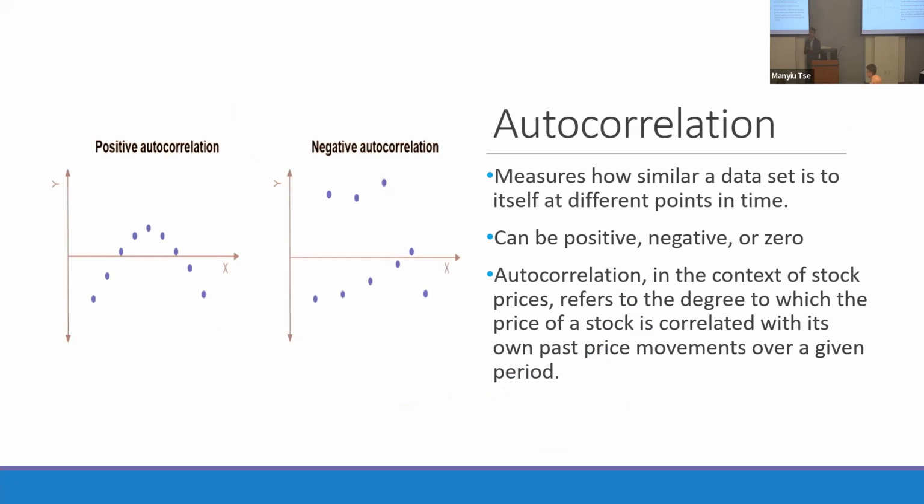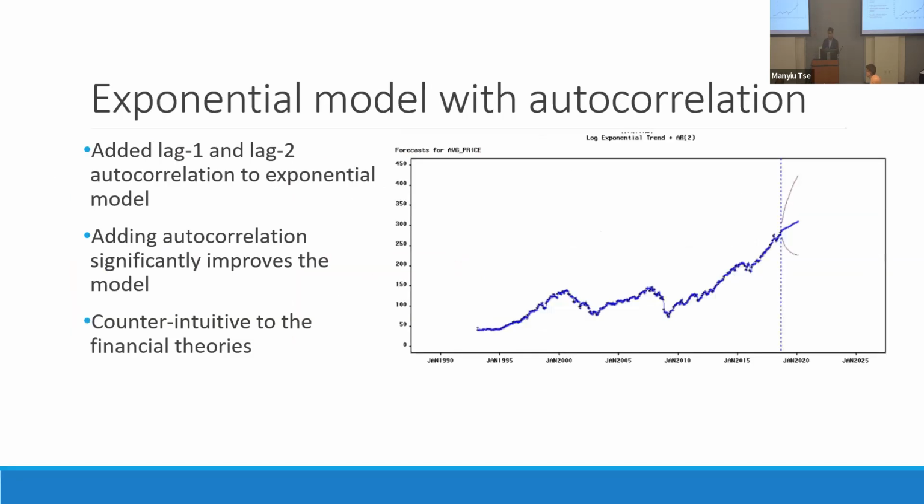And in the context of stock prices, we can basically say that autocorrelation refers to the degree to which past stock price changes will affect stock price changes in the future. So after we added a lag one and a lag two exponential model, we saw that the blue line and the black line kind of overlap each other. That means this model was better than the last model. And it's also kind of counterintuitive to financial theories, because financial theories believe stock prices to be independent, and being autocorrelated is the exact opposite.